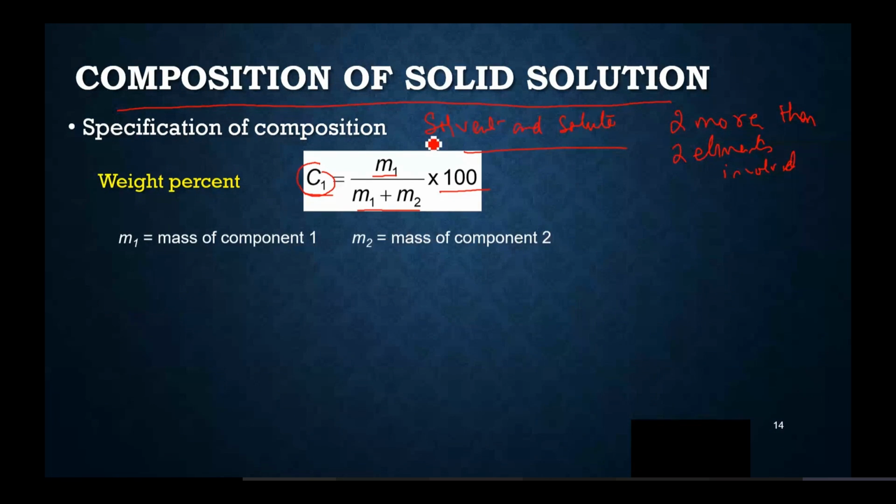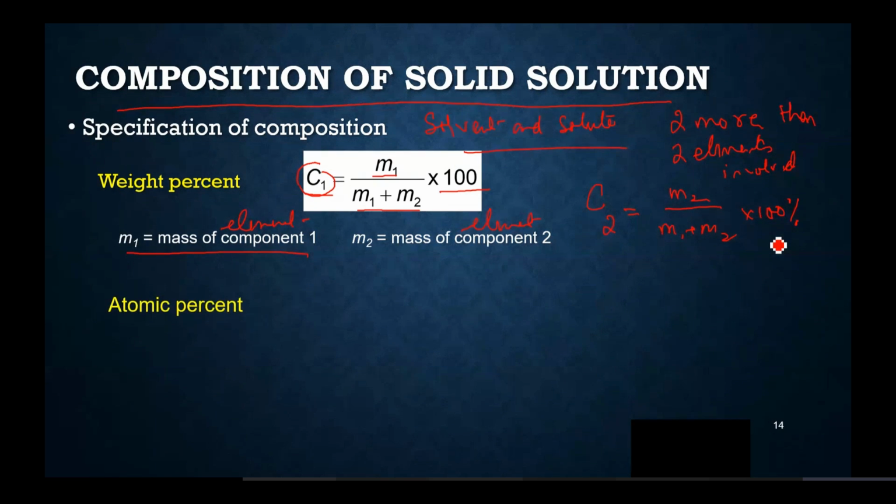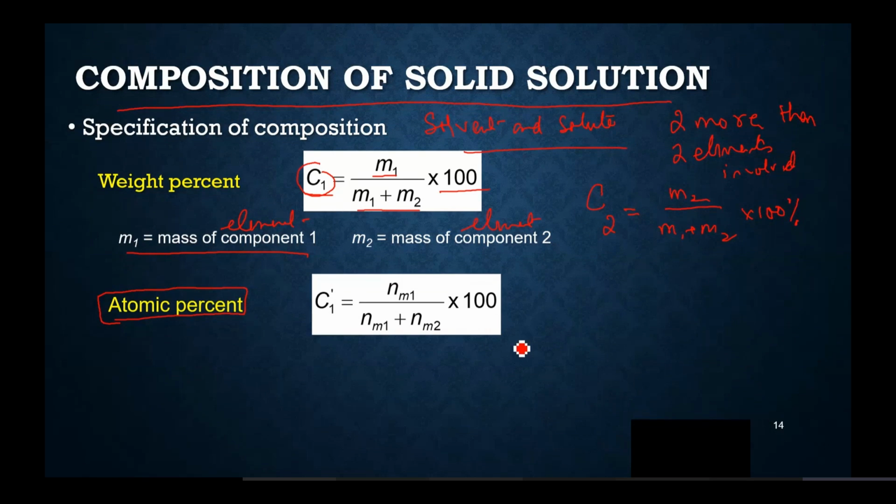Similarly, if we have to find out the composition in weight percent for the second element, we'll have the mass of that element divided by the total mass multiplied by 100%. This is weight percent. Most of the time the composition is expressed in weight percent. There are times when the composition is expressed in terms of atomic percent. In atomic percent, we are essentially comparing the number of moles of element 1 divided by the total number of moles multiplied by 100, which gives you the atomic percent of an element in a material. Clear enough?